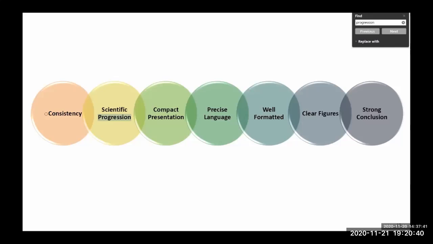So number one, compact presentation. That means when you are presenting your paper, it needs to be very well presented. For example, your figures need to have the right color and resolution. And the font of your figures needs to be exactly the same as the font of the rest of the text. And in one paragraph, you cannot have different font sizes, and also there shouldn't be white spaces in between, right?